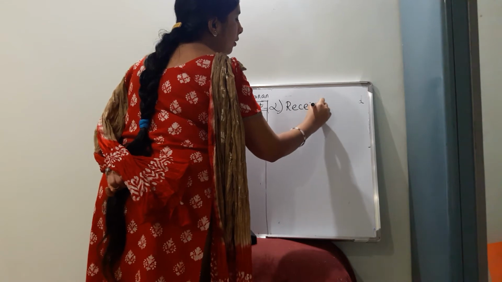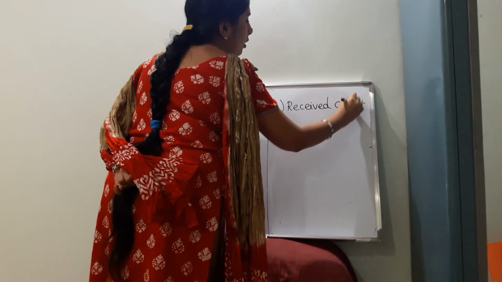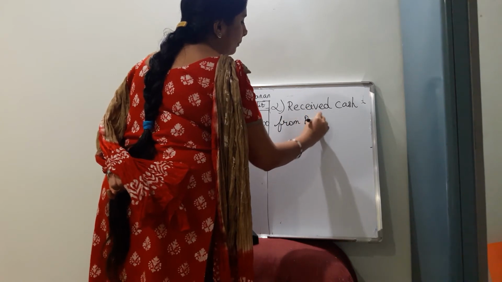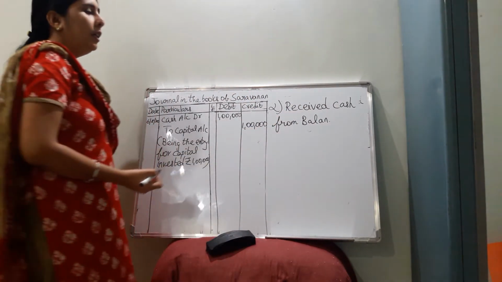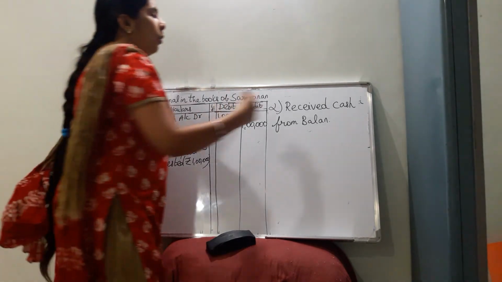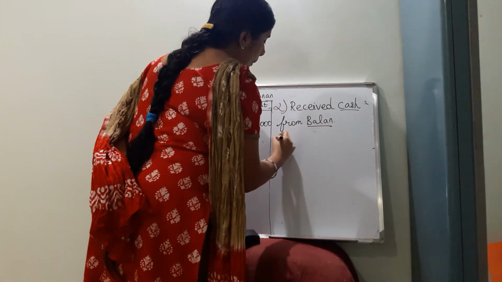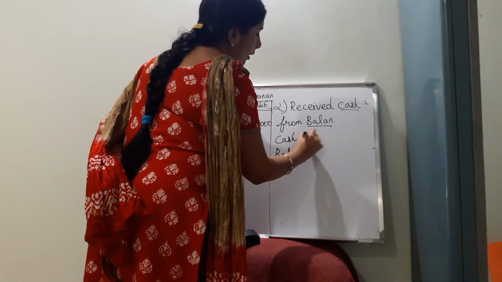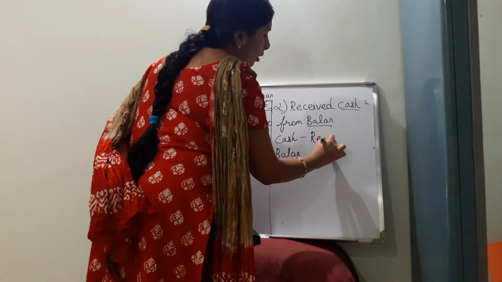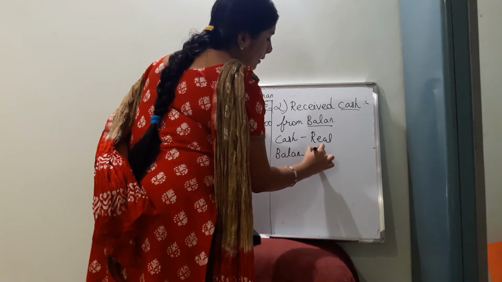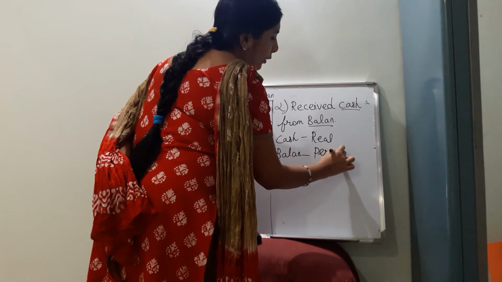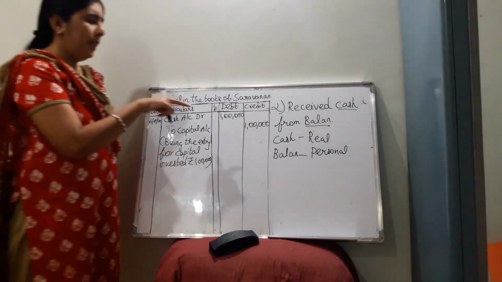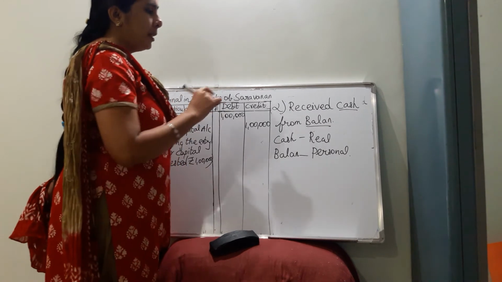Received cash from Balan. Okay, here again two accounts are involved. One is cash, another one is Balan. Cash is a real account. Balan is a personal account. I already told you, any human being is a natural person. So cash is a real account, Balan is a personal account.